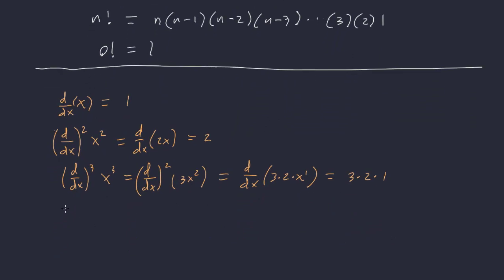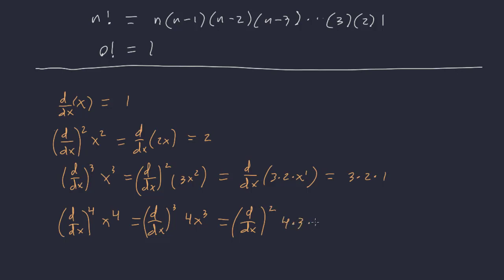Then I'll do the fourth derivative, or 4 derivatives of x to the fourth. Well, I'll take one derivative and get 4x cubed. We'll take another derivative and get 4 times 3 times x squared. I'm writing this deliberately. Then I'll take another derivative, and I'll still have to take one more derivative of 4 times 3 times 2 times x to the 1, which will be 4 times 3 times 2 times 1.